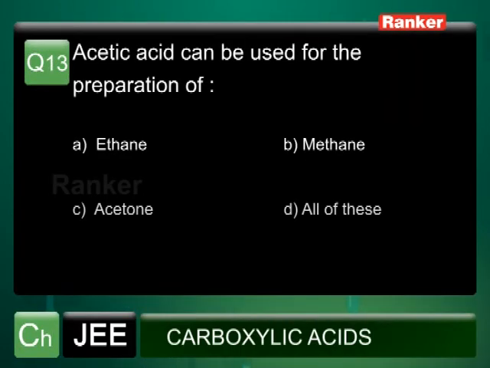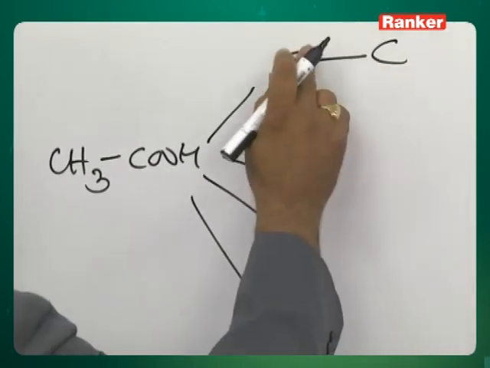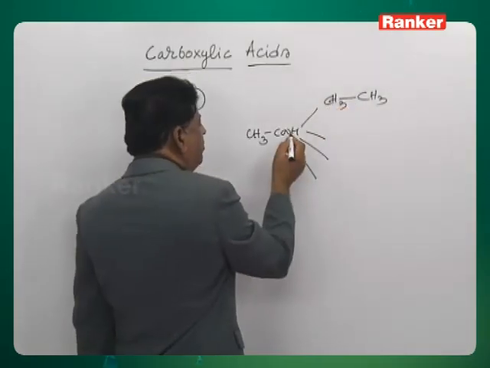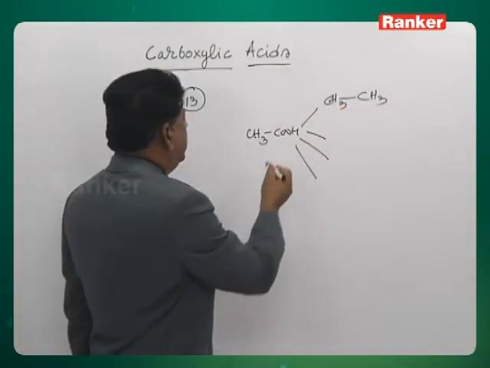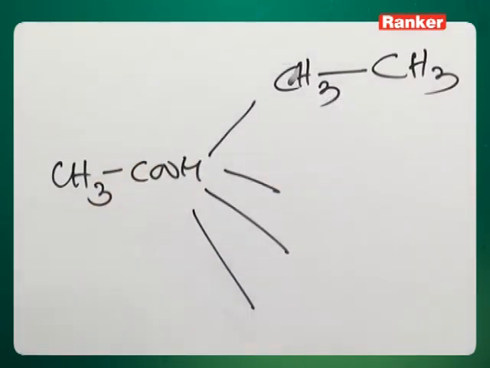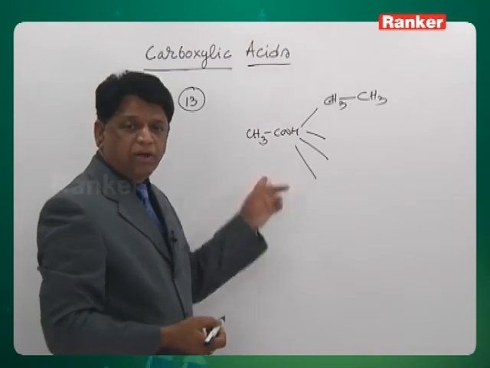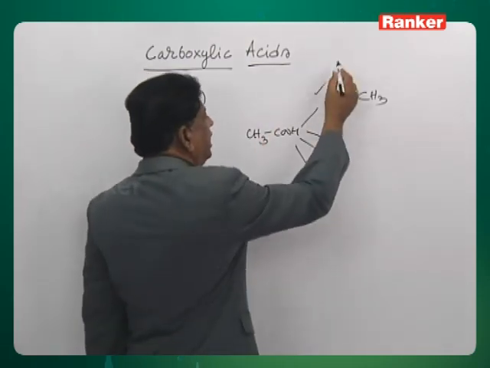13th question. Acetic acid can be used for the preparation of which compound? So, starting with acetic acid, which of the following compounds can be prepared is the question. Let us say ethane. If you want to prepare a 2 carbon compound with the CH3, make a sodium salt, and HI with phosphorus reduction will give ethane, or make a sodium salt and do the Kolbe electrolysis, and ethane can be prepared.